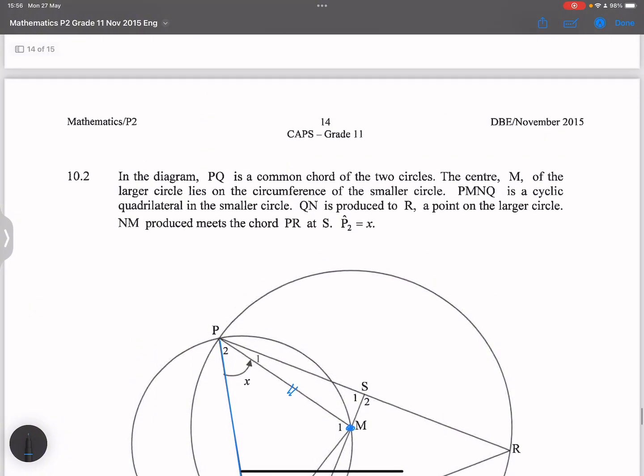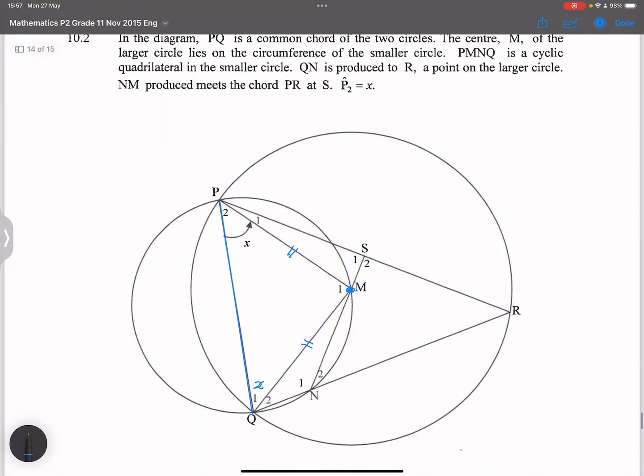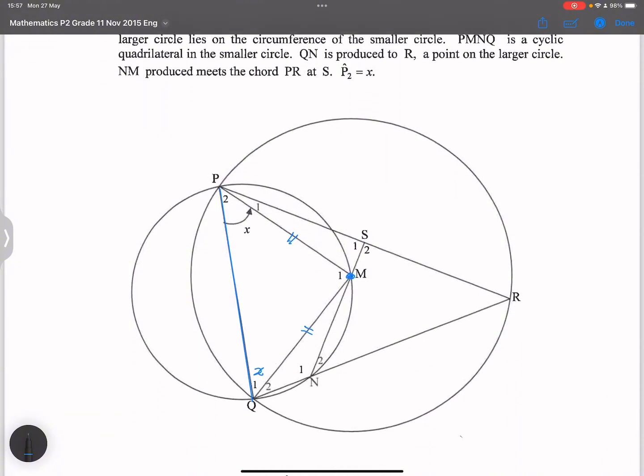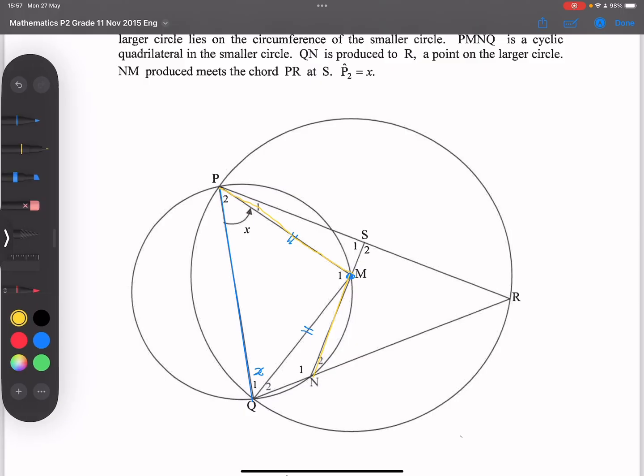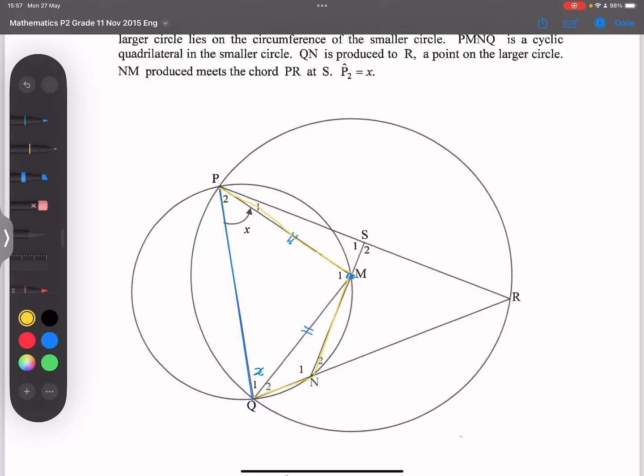Right, now they say to me that PMNQ is a cyclic quad. Very important there. PMNQ, where is that? I'm going to just indicate it there. So PMNQ is a cyclic quad in the smaller circle. So this guy is a cyclic quad. Very important for us to note.